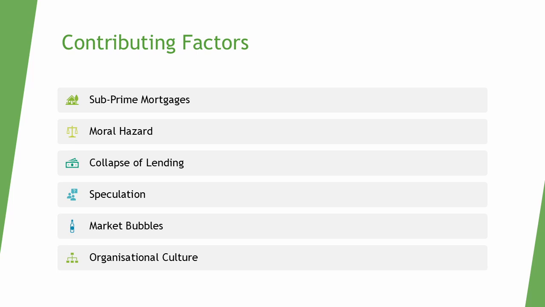Subprime mortgages contributed to the global financial crisis by extending high-risk loans to borrowers unable to repay, leading to widespread defaults and falling asset values. Moral hazard linked to institutions seen as too big to fail contributed to the global financial crisis by encouraging excessive risk-taking as banks expected government bailouts if they failed.